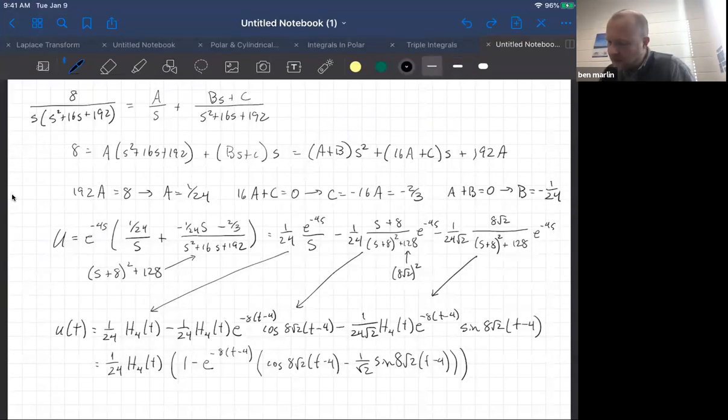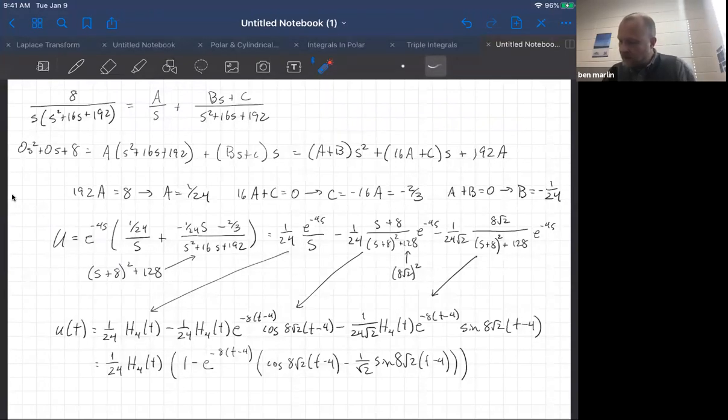the polynomials on either side have to have the same coefficients. And that means that this 192a has got to be equal to 8. And that gives us a value for a. And then the 16a plus c has got to be equal to 0 because there's no s's over there. And that gives us a value for the c. And then a plus b has to be 0 because there were no s squareds over there. And that gives us a value for b. Yay, we've got it all, right?